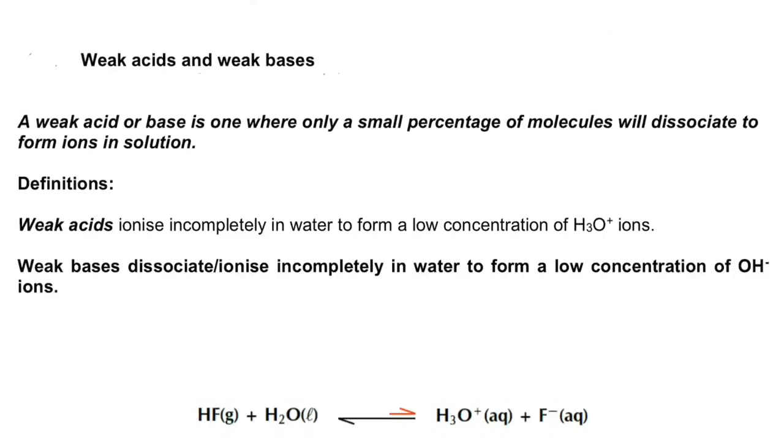Right, so let's go ahead and take a look at it. A weak acid or base is one where only a small percentage of molecules will dissociate to form ions in a solution. Weak acids ionize incompletely in water to form a low concentration of H3O+, while weak bases dissociate or ionize incompletely to form a low concentration of OH-. So if a base or an acid produces a low concentration of H3O+ or OH-, then it is considered weak.